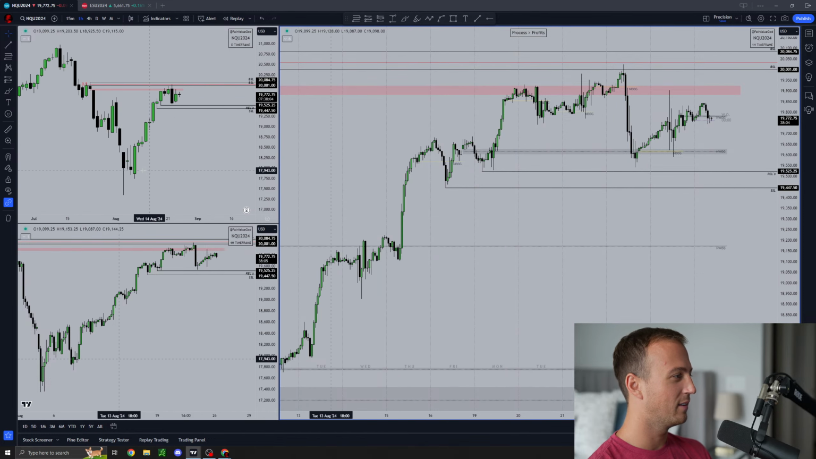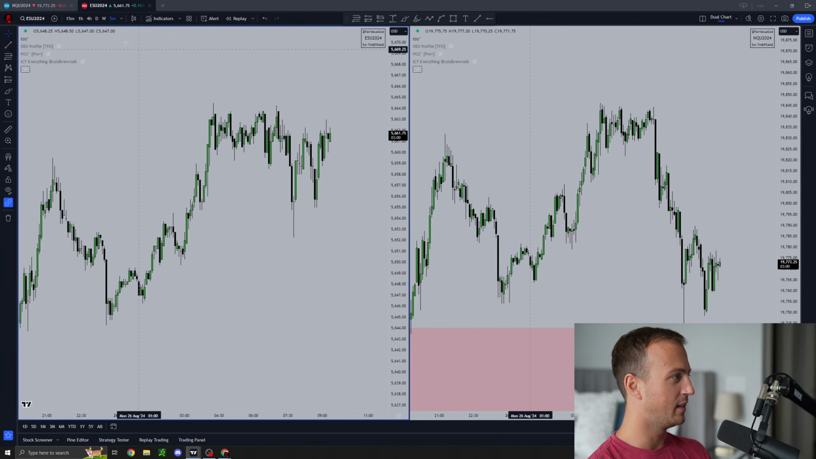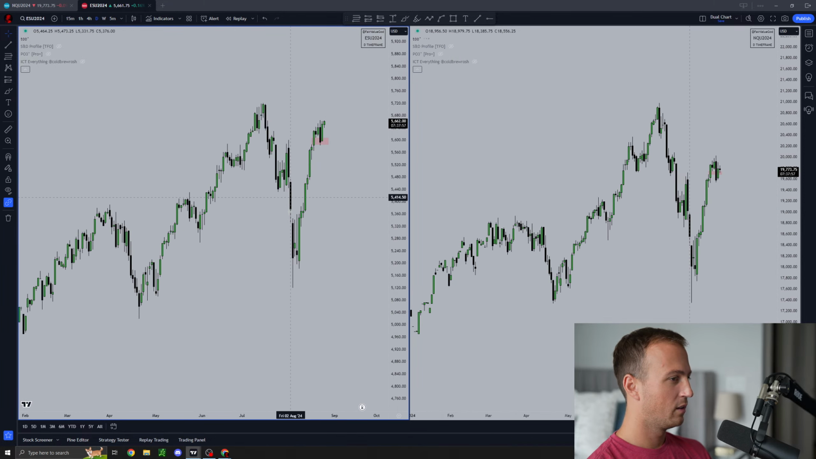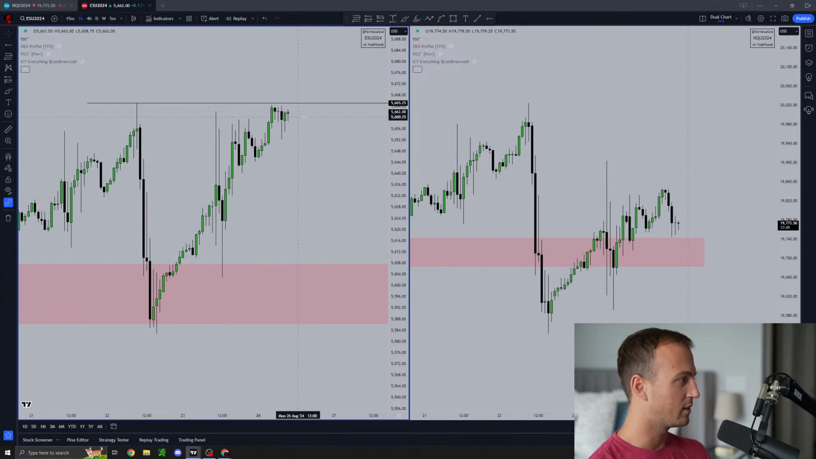Finally had a pullback off this run right here. And if you go look at ES and compare it to InQ real quick, we have this daily imbalance that we've dug into. And it looks like ES wants to go and take high, right? If it hasn't already. That's close.